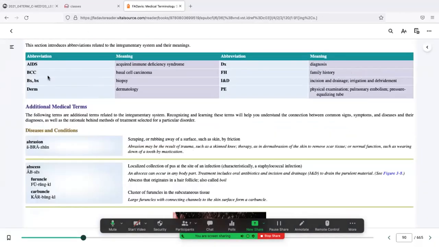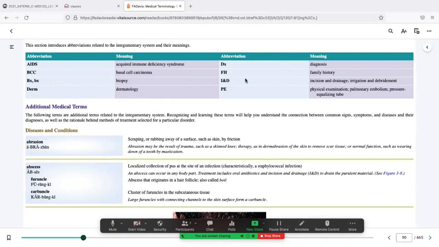AIDS. BCC, basal cell carcinoma, very common. Bx, capital B with a lowercase x, is biopsy. I've never seen it written like that. Diagnosis is capital D with a lowercase x. Prognosis is a capital P with a lowercase x. Dermatology, we call derma, and that's the slang, like the way we call neurology neuro, cardiology cardio, nephrology nephro.